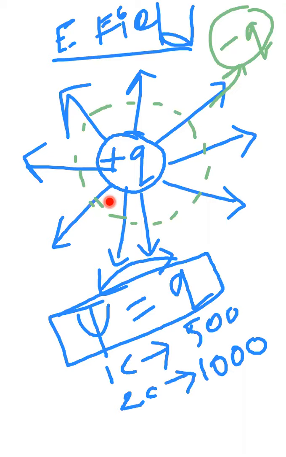Okay, if they are not intersecting, definitely they have to be parallel to each other. Please note down, electric field lines will never intersect each other, and electric field lines are always parallel to each other. And the third property comes: electric field lines are always perpendicular to the source producing it.